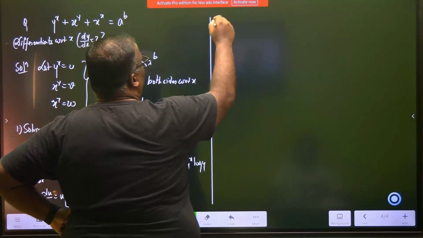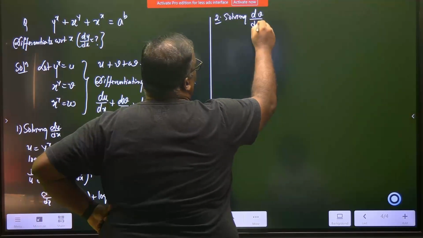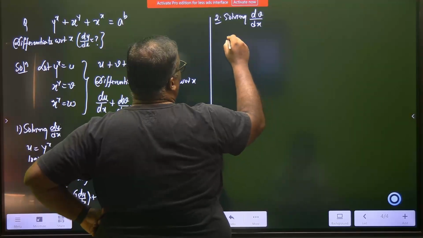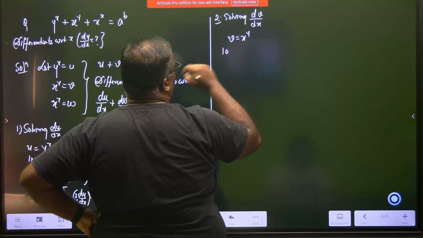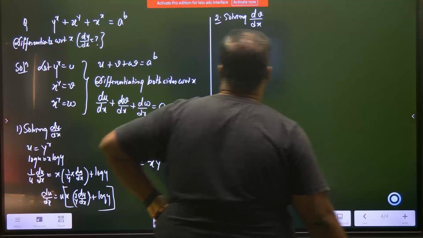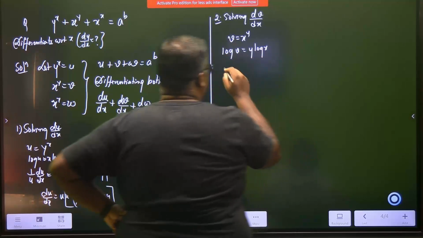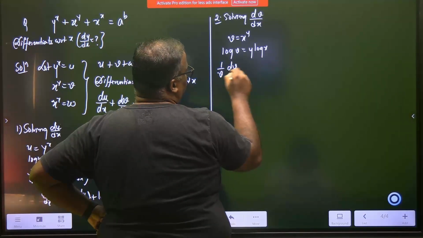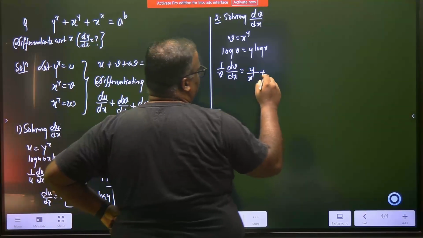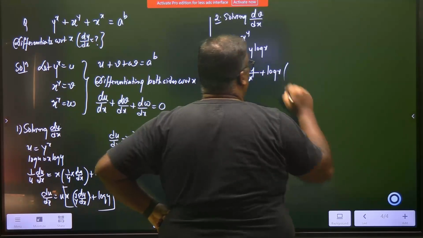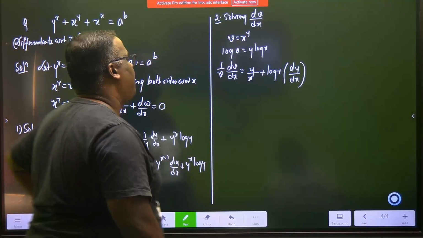Okay, number 2, solving dv by dx. Let's do. We have taken what? v is equal to x to the power y. So log v is equal to y log x. This becomes 1 by v dv by dx is equal to y into 1 by x plus log x into dy by dx. This is pretty easy.